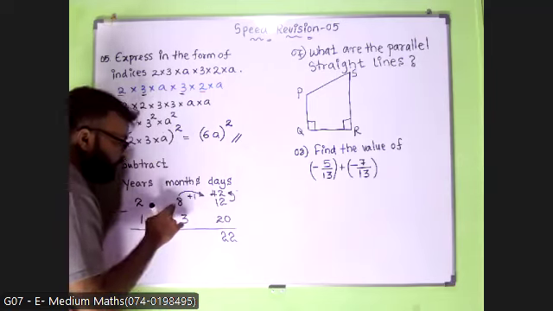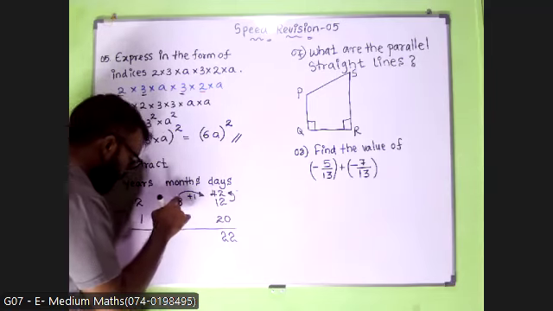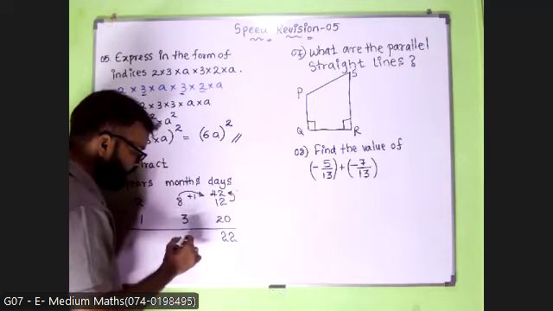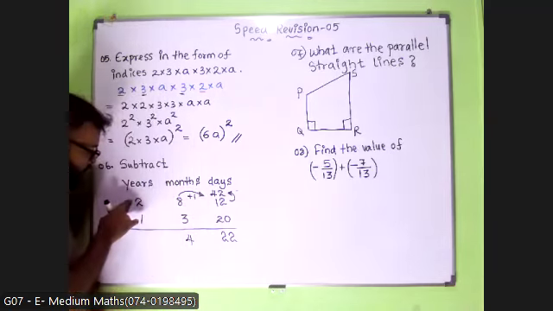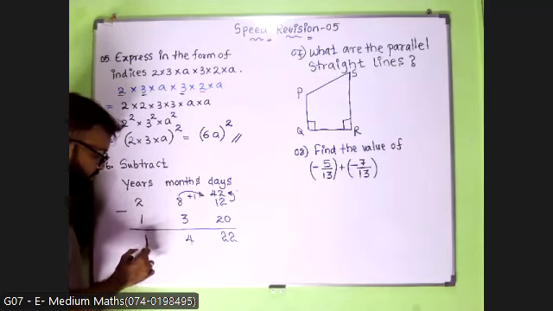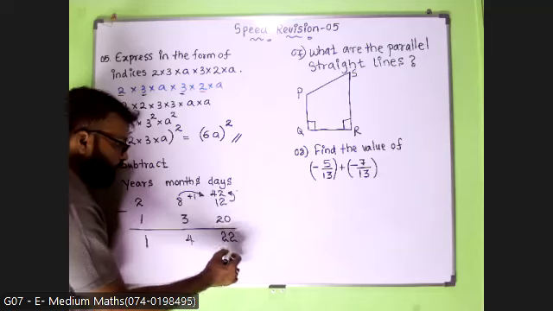So now, previously we took 1 month from here. Previously we had 8, now we have 7. 7 minus 3, 4. We have 2 years, 1 year. 2 minus 1, 1. So the answer will be 1 year, 4 months and 22 days.